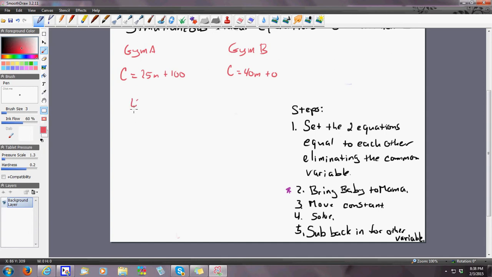So I'm going to say 40M equals 25M plus 100. I'll subtract my 25M from both sides, and I get 15M equals 100. M stands for month. I get M equals, and now 15 goes into 100, let's see, 6, that's going to be 90, and so it's going to be 6 2/3. So they'll cost the same at 6 2/3 months, which actually is not a very good answer, but it does tell us something.